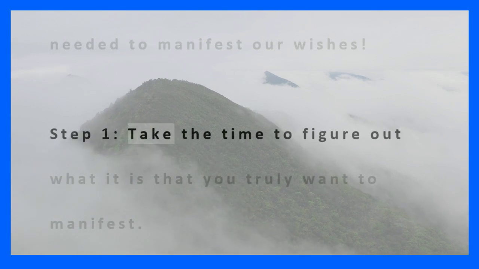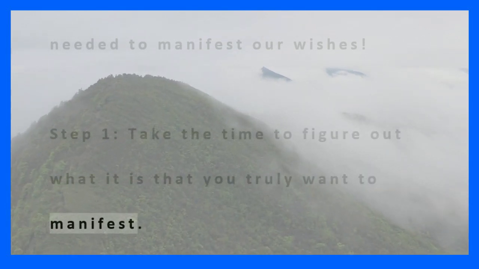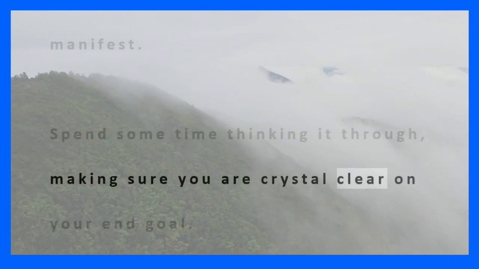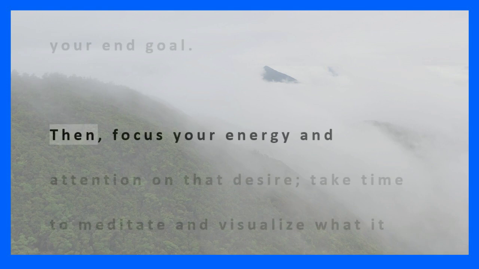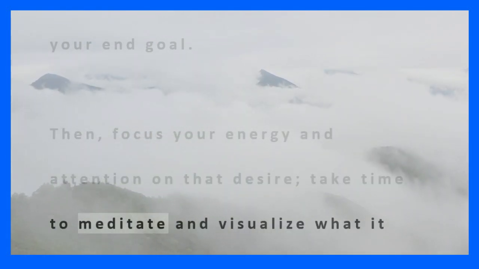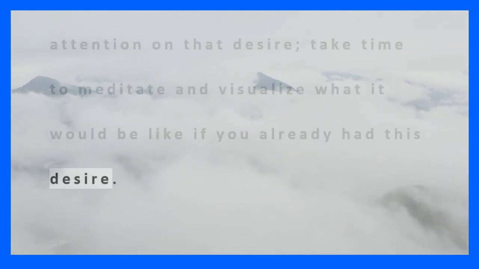Step 1. Take the time to figure out what it is that you truly want to manifest. Spend some time thinking it through, making sure you are crystal clear on your end goal. Then, focus your energy and attention on that desire. Take time to meditate and visualize what it would be like if you already had this desire.